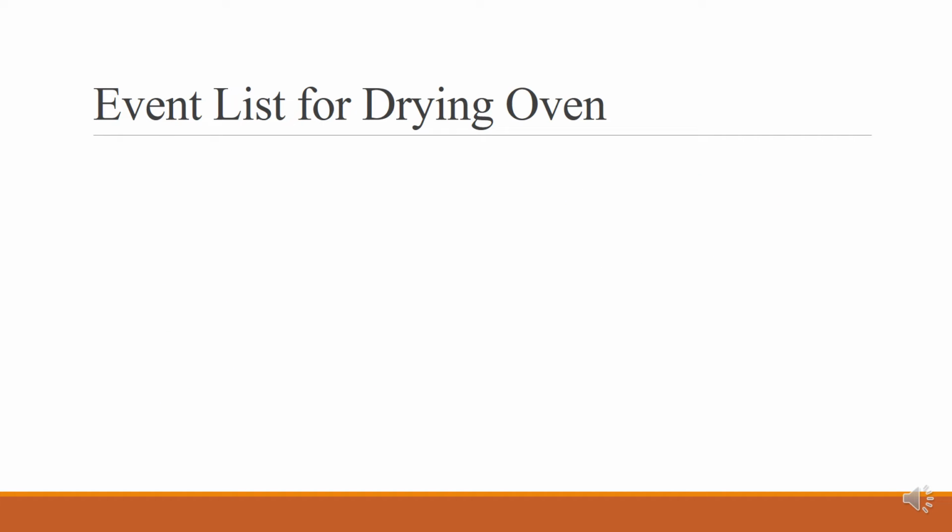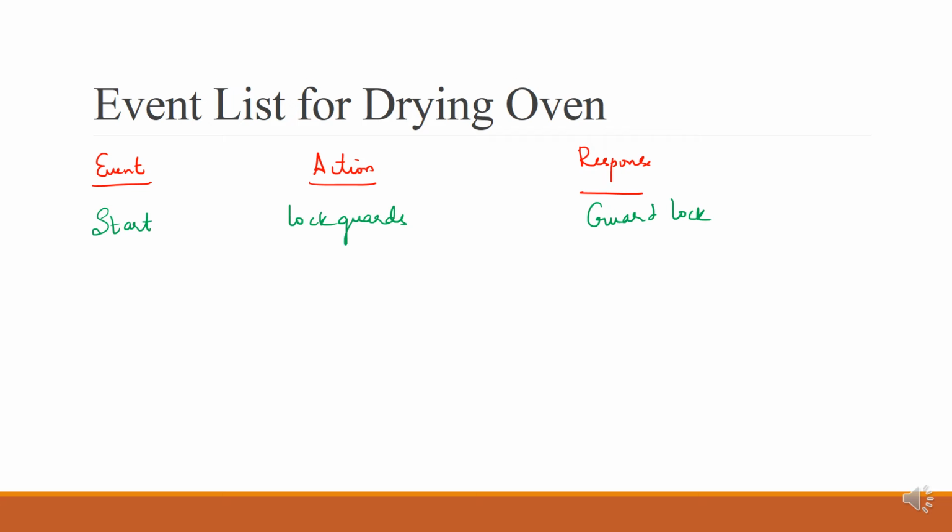How to write an event list for any given example like a drying oven? First, we need to see what the various inputs and outputs present in the drying oven are, and then we can start writing the event list. The event list basically gives the change in the system and its resulting output. For example, if there is a start event, the action taken is that we need to lock all the guards immediately: in guard, out guard, and drop guard. So the response will be guard lock.